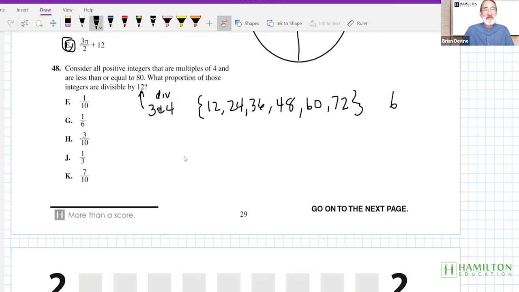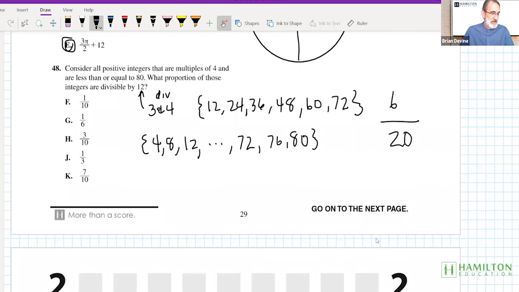And then if I look at all of the multiples of 4, 4, 8, 12, all the way up to 72, 76, 80. Well, that's going to be 20 numbers right there. So I should have 6 out of 20 or 3 out of 10, H.